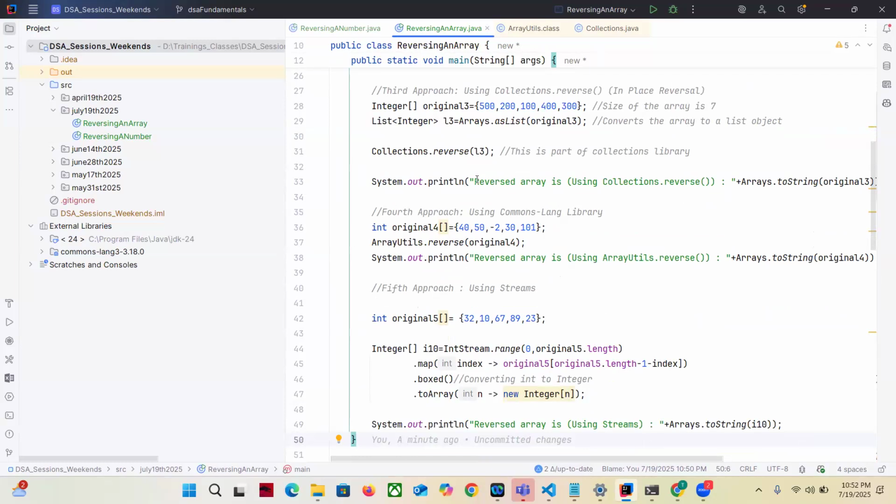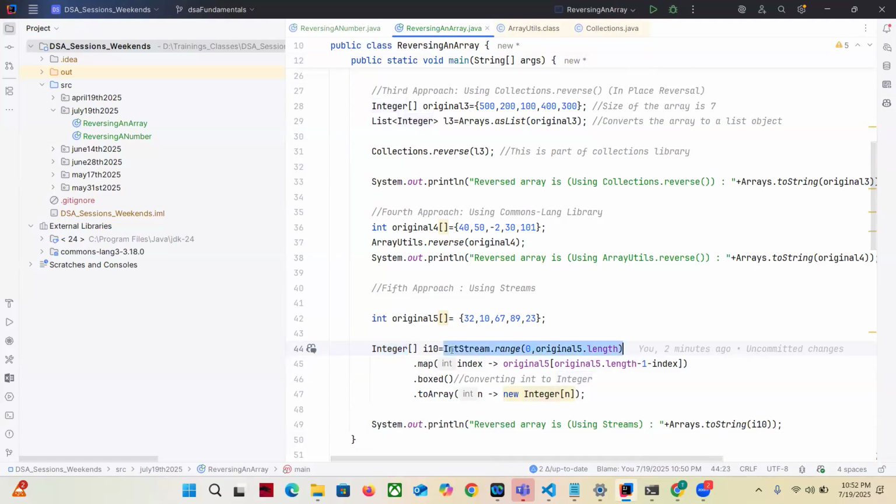Any doubts so far? Why are we converting this int to Integer, the wrapper class? Just to store it in an Integer array, that's it. This is not required, I'm just doing it out of the box. We can still use int and do it the same way. You can use int and do it. That is not a problem.